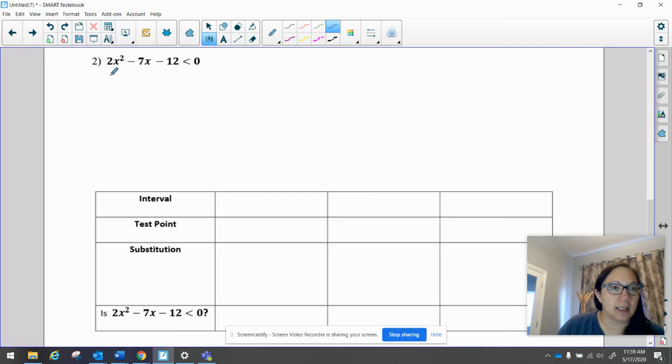Okay, so let's take a look at this next one. Of course, we want to try and factor this. Unfortunately, it's not factorable. So we are going to have to use the quadratic equation.